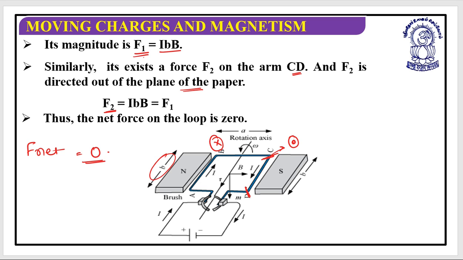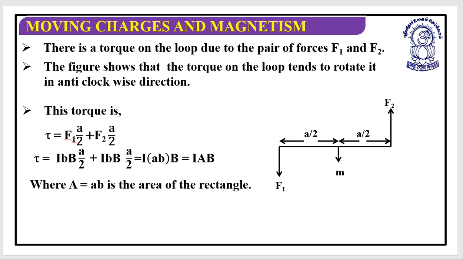If I consider the net force, it would be 0. But this is not the case with the torque, because although the net force is 0, you can assume this is F1, this is F2, and if I take this as the midpoint, the distance on each side is a by 2. So there is a torque on the loop due to the pair of forces F1 and F2. As you can see, this is going to rotate the loop in this direction. I hope this is understandable.